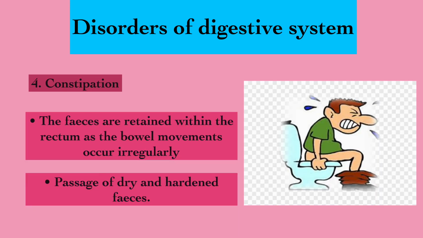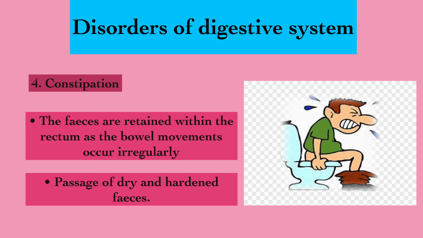Another very important digestive system disorder which we'll be discussing here is constipation. Again, it is a very common disorder. It is characterized by the following conditions: when the feces are retained within the rectum, as the bowel movements occur irregularly. So the condition caused in the body due to retention of feces by irregular bowel movement is referred to as constipation. The passage of dry and hardened feces is one of the main characteristics of constipation.